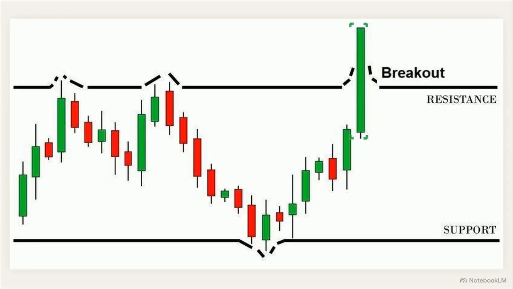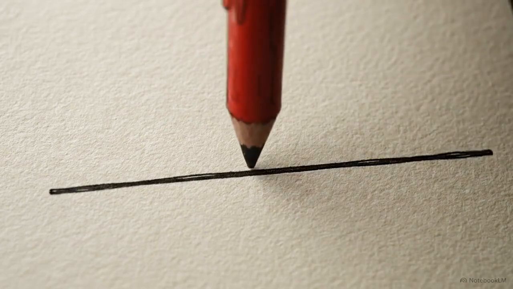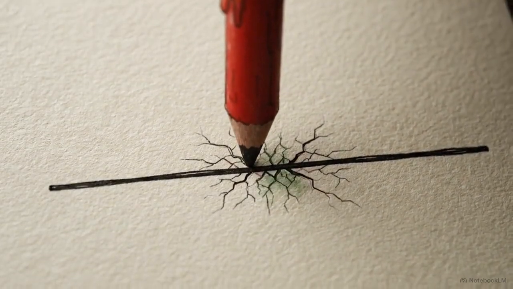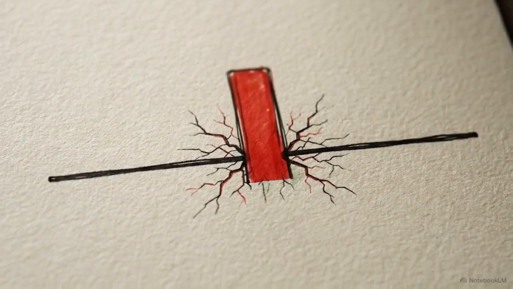Step 3 is the confirmation. Your entry signal only triggers when a green candle breaks through the black resistance line and closes decisively above 110 rupees. Watch for a false breakout or a fake out. This happens when price briefly peaks above the line but quickly loses momentum and falls back.